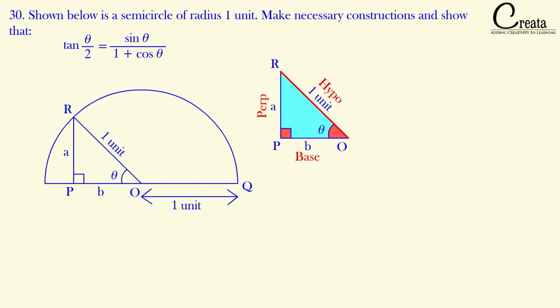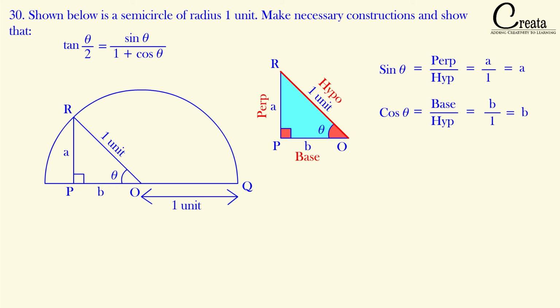So let's proceed. Let's find sin theta and cos theta as demanded in the question. What is sin theta? Sin theta is perpendicular upon hypotenuse. Perpendicular is A and hypotenuse is 1. We got the value of sin theta as A. Further, let's find the value of cos theta. Cos theta is base upon hypotenuse. Base is B and hypotenuse is 1. We got cos theta as B.